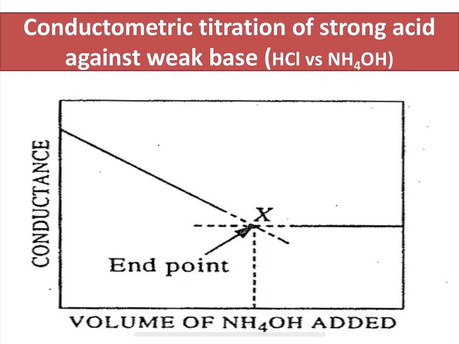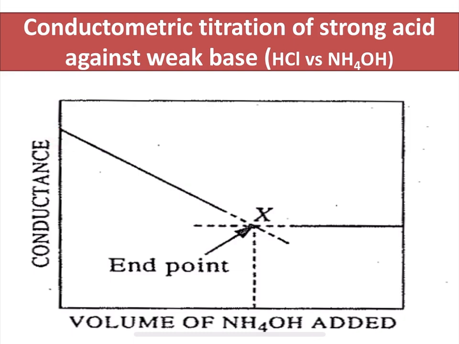Since HCl is a strong electrolyte, the initial conductance will be very high. Before adding the titrant, that is ammonium hydroxide, if we measure the conductance of hydrochloric acid, since it is a strong acid and a strong electrolyte, the conductance is very high. That is why we are going to start the graph from here. So the conductance will be very high.